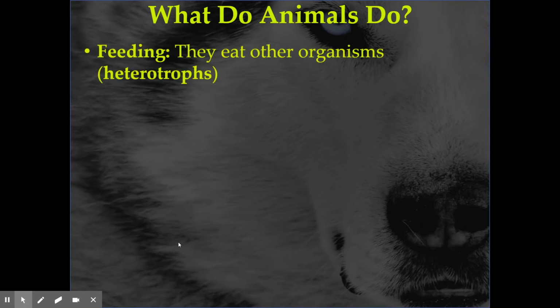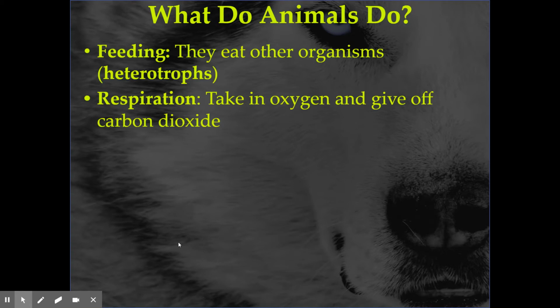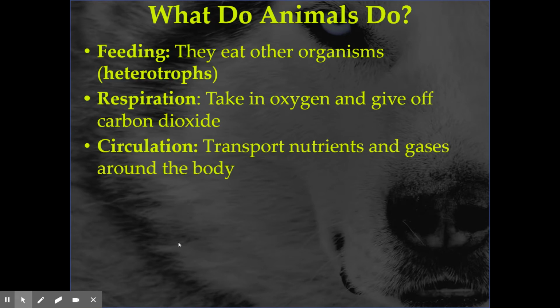So, they said they were heterotrophs. That means they eat other organisms. They respire. Everything respires. You need to get energy from the food you eat. Doesn't matter if you're single-celled, multi-celled, plant, or animal. You're going to have to carry out respiration, and animals do this. It's aerobic respiration. So they take in oxygen and give off carbon dioxide.